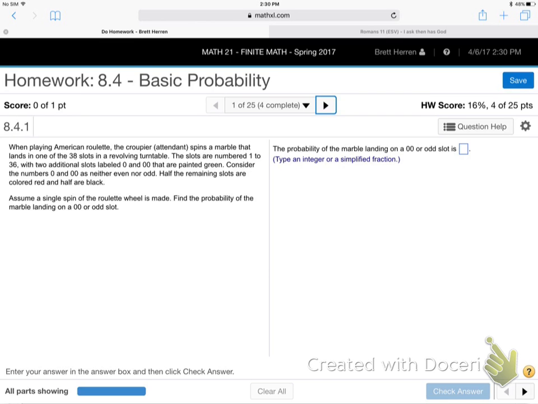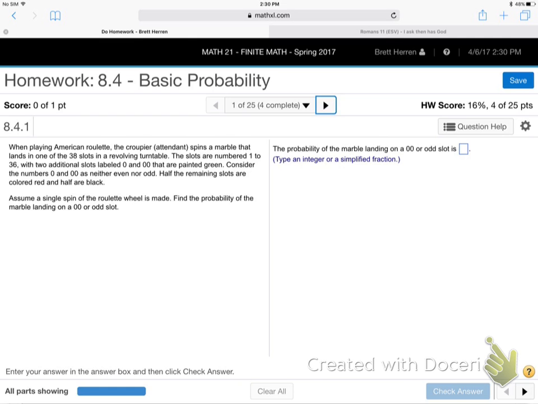All right, so this section's kind of fun. We'll just start it. A lot of different gambling probabilities and stuff. I always like this. I think it's kind of fun and interesting. So, playing American Roulette.